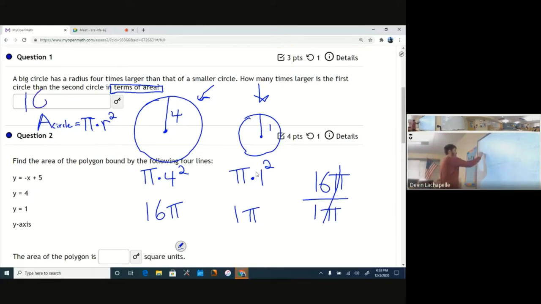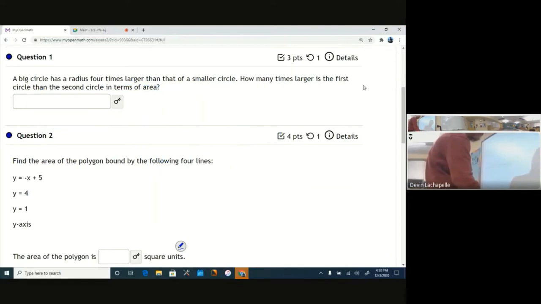So our big circle is 16 times bigger. As our radius increases, our area is going to be squared. Okay. So yeah, 16 for our first one. That's a 3-pointer. Let's check out our second one here.